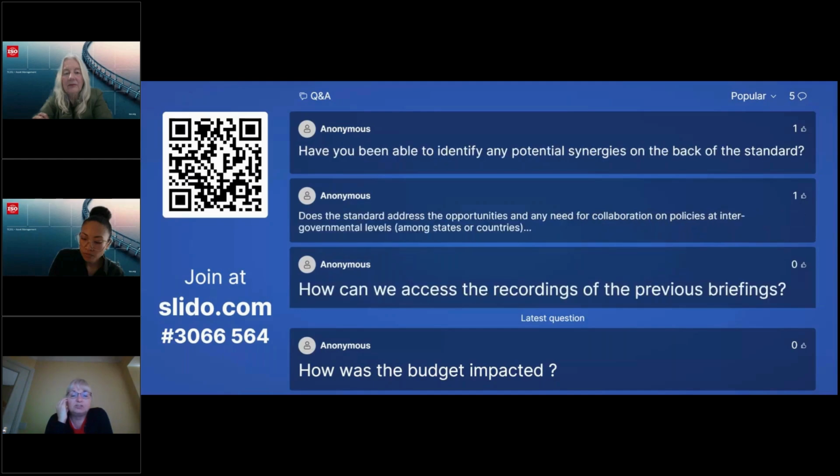Have you been able to identify any potential synergies on the back of the standard? It's quite an open question, so that could be taken in a lot of different ways. But when Tiffany mentioned the South African case study, it was also mentored from one of the states in the US, and I think that's the kind of synergy that's really important: cross-pollination from those who have more mature asset management frameworks and more strategies, to work with those who are seeking that. And we found that in the states of Australia, there's a lot of cross-pollination about what was going on.